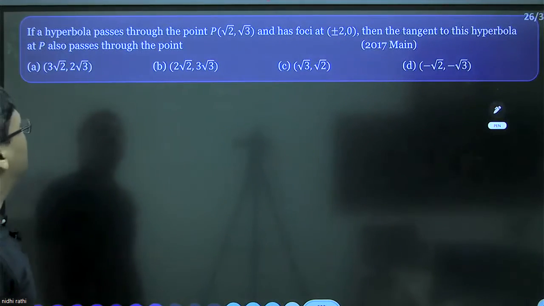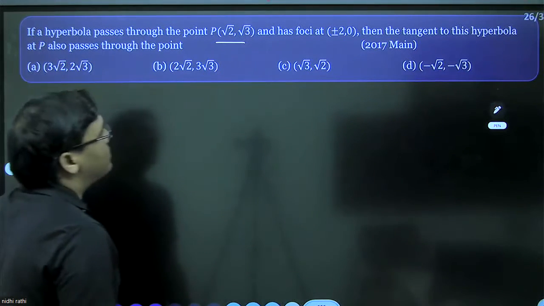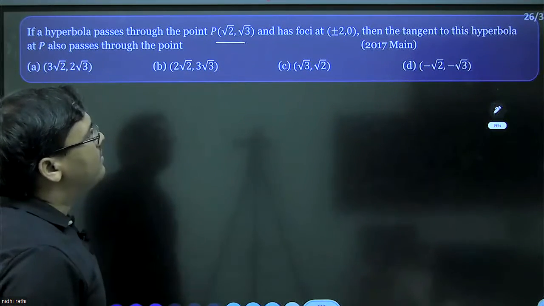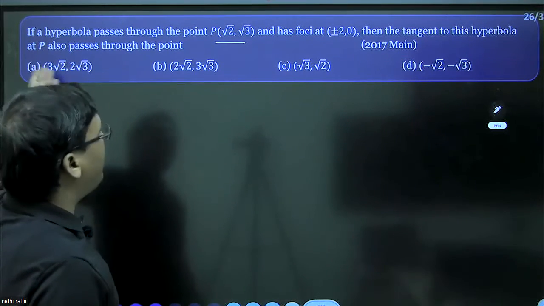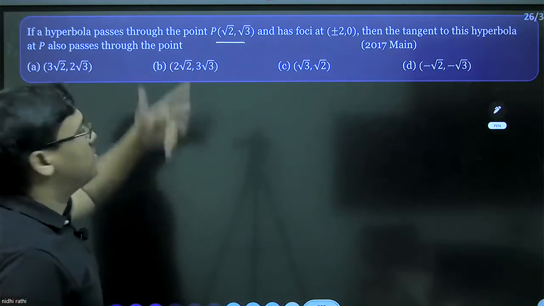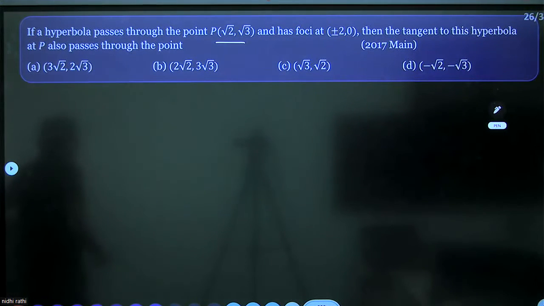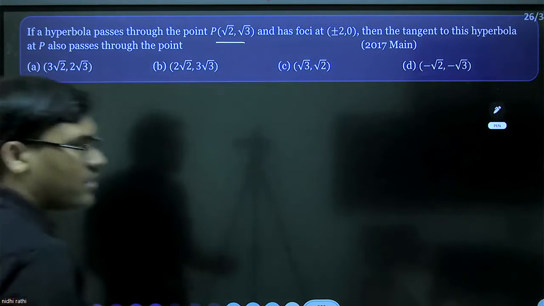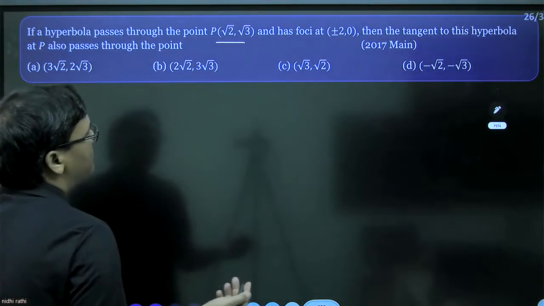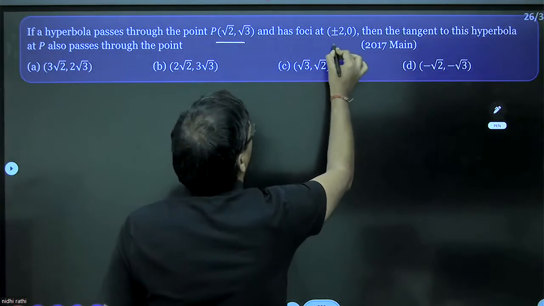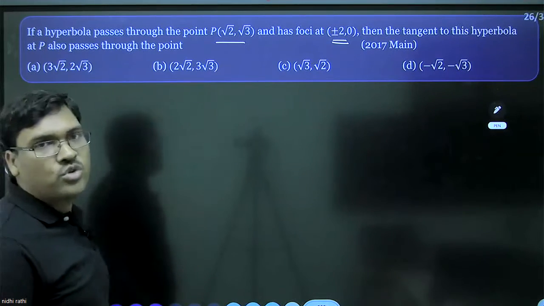The question here is, if a hyperbola passes through the point root 2 comma root 3 and has foci at plus minus 2 comma 0, then tangent to this hyperbola at point P also passes through which point? Ultimately, you have to find the equation of tangent only. So how can you find the equation of tangent now? See, first you have to find the equation of hyperbola. You can clearly see this is the standard hyperbola. Foci are on the x-axis at 2 comma 0 and minus 2 comma 0.